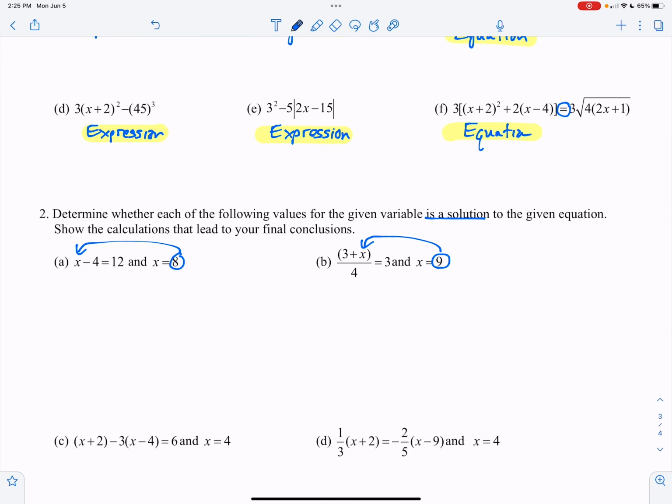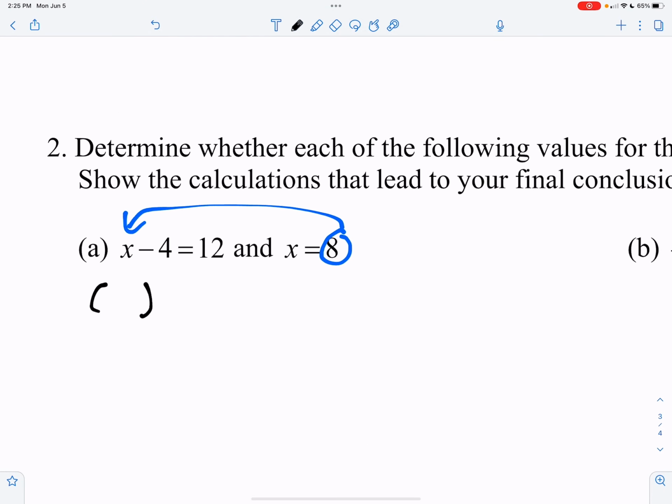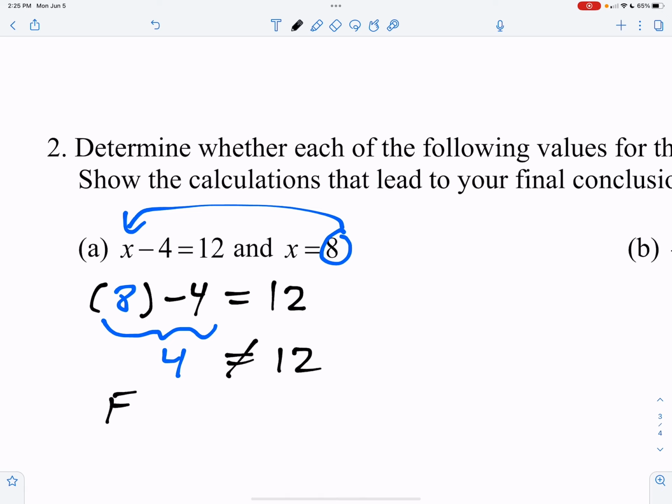Okay, so let's begin. We have parentheses minus 4 equals 12. Well, I'm plugging 8 in place of the parentheses. Now, here, what is 8 minus 4? Well, that would be 4. And 4 does not equal 12. That's a false statement, which means x equals 8 is not a solution.